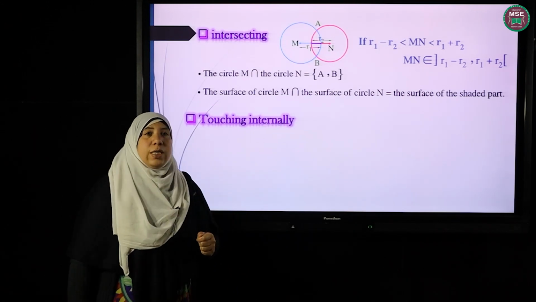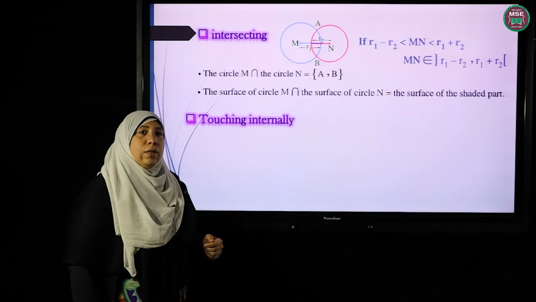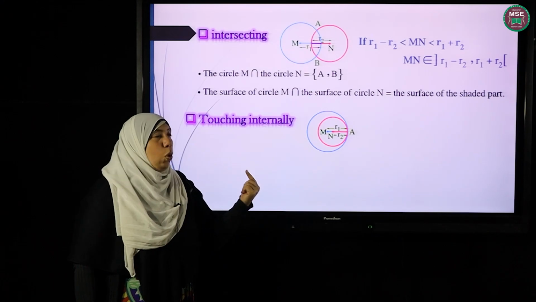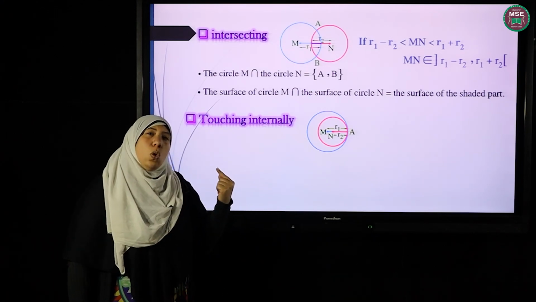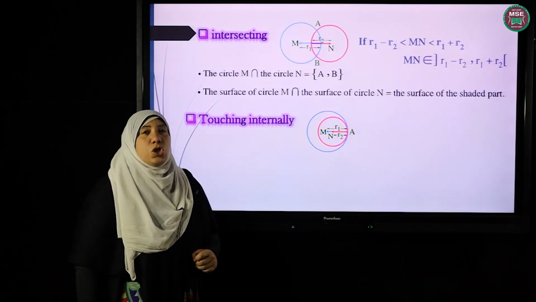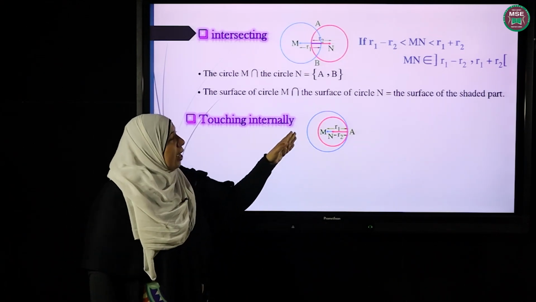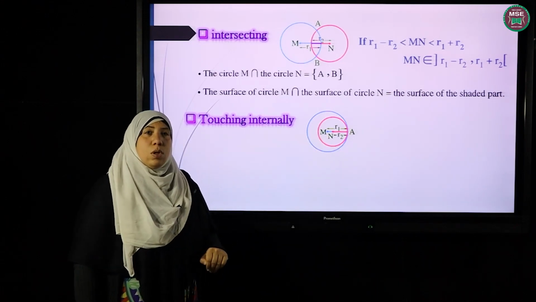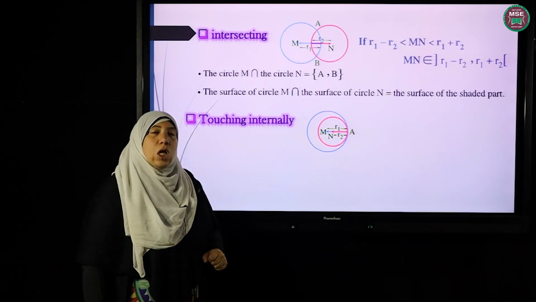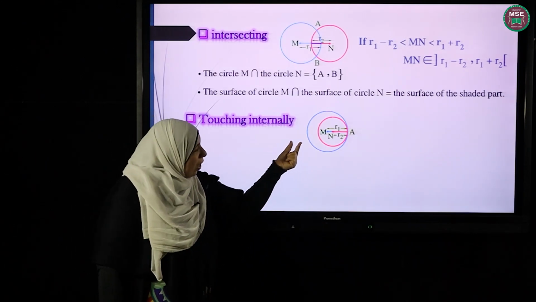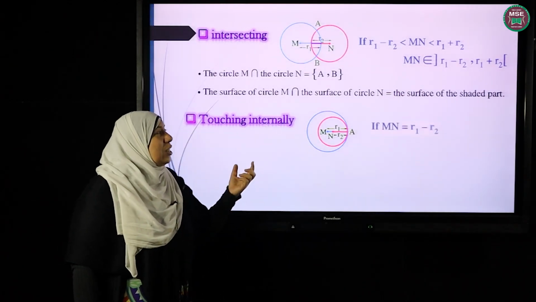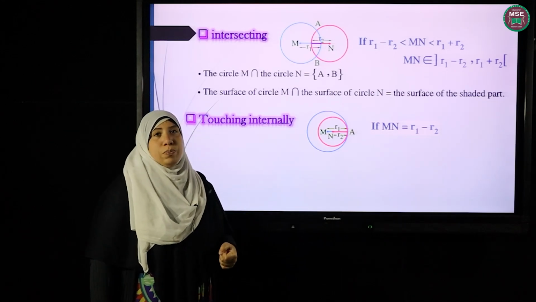The fourth position here is touching internally. If the 2 circles come closer till one gets inside the other and only touches at one point A, this position is called touching internally. Notice that MA is R1, the radius of the blue circle, NA is the radius of the small one, and MN is the distance between their centers. So MN here is R1 minus R2.